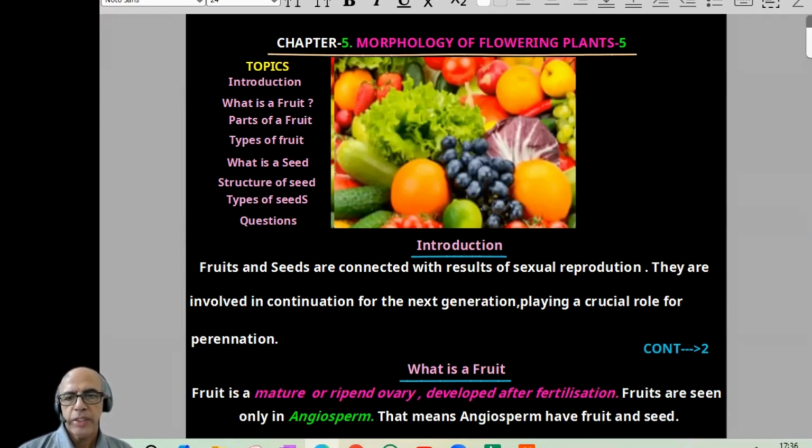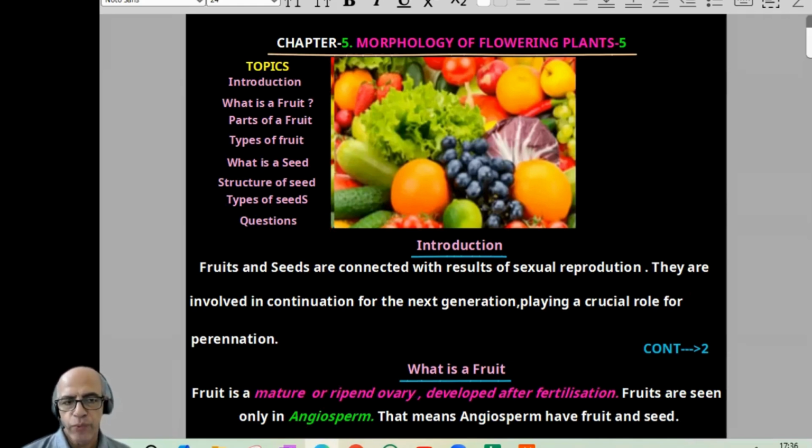Here we discuss fruits and seeds. What is the importance of it? First, they are produced after sexual reproduction. And they are involved in continuation for the next generation. That is, playing a crucial role in the continuation of that species in this world. I think the idea is clear. Now we can proceed to fruit.